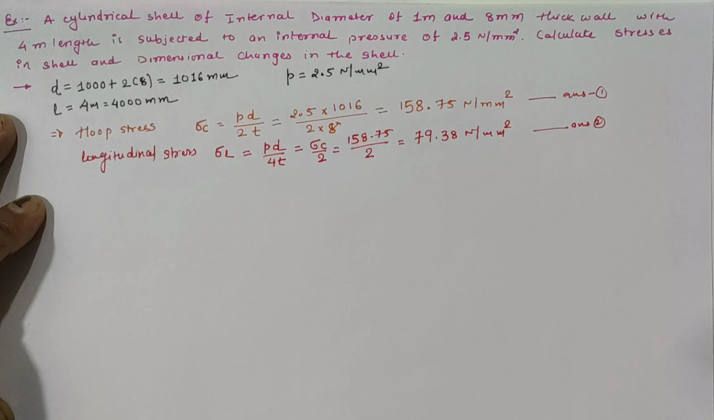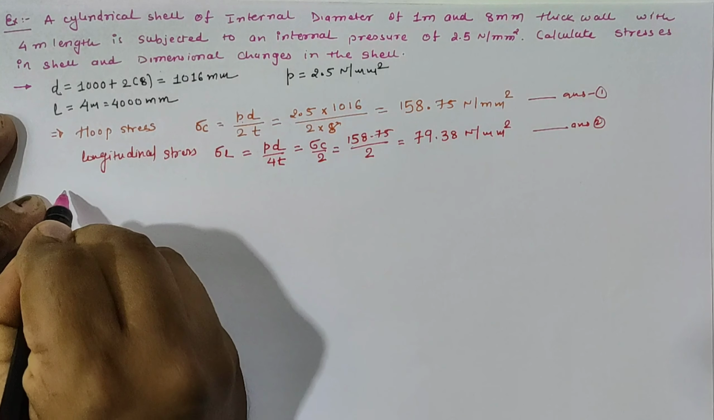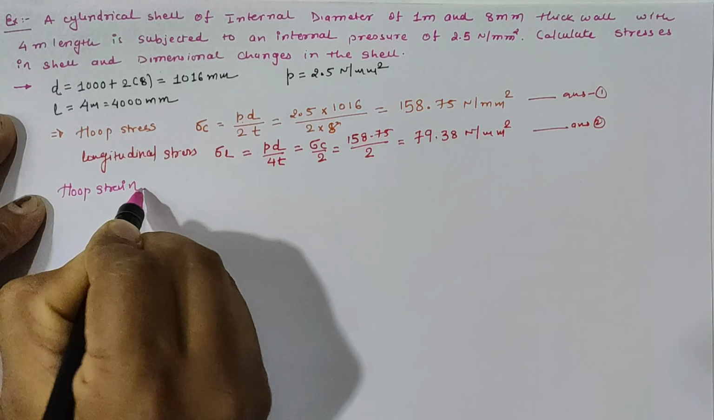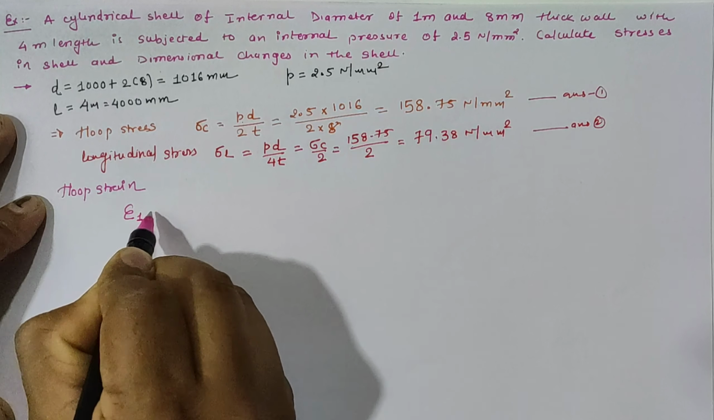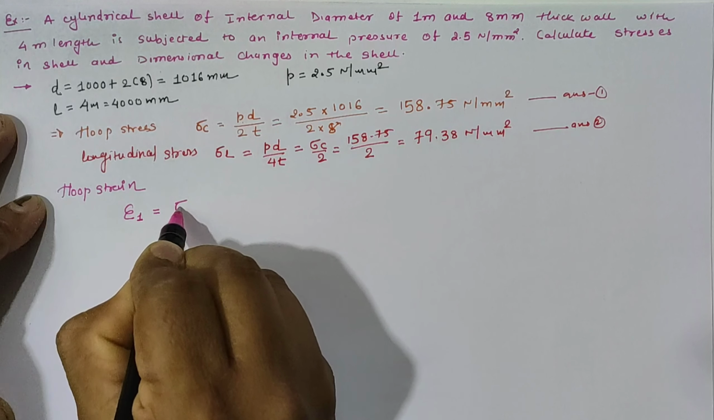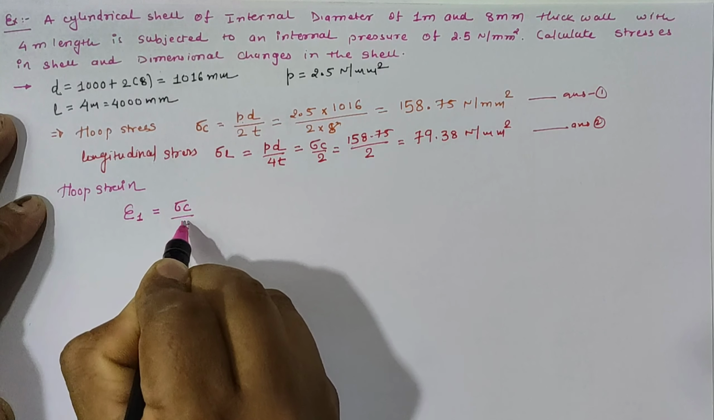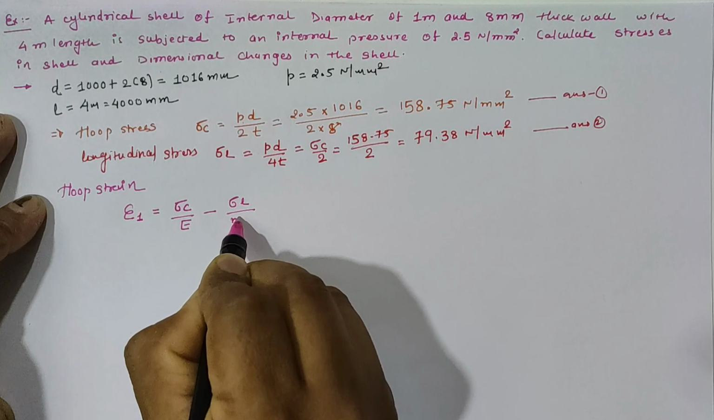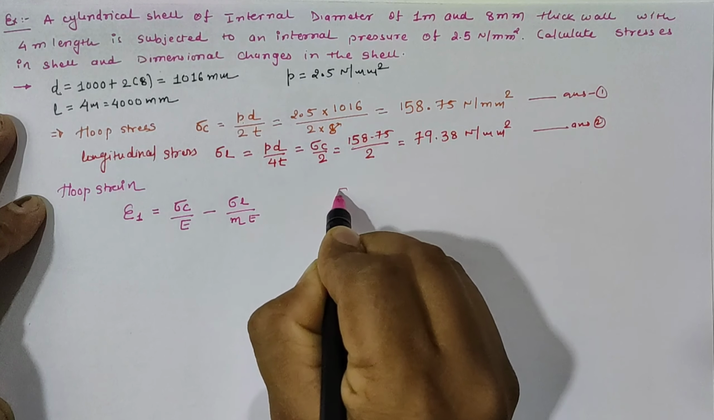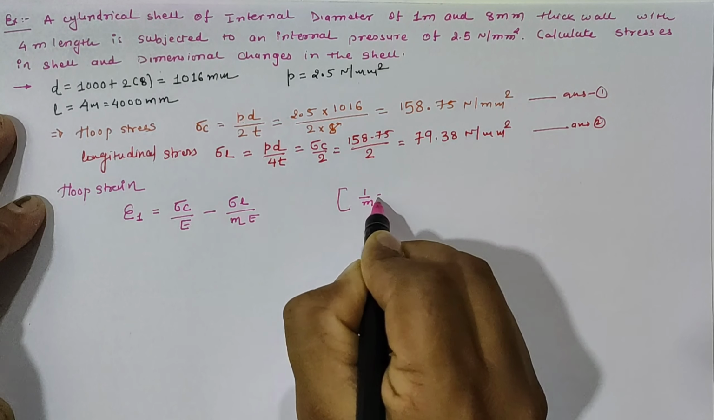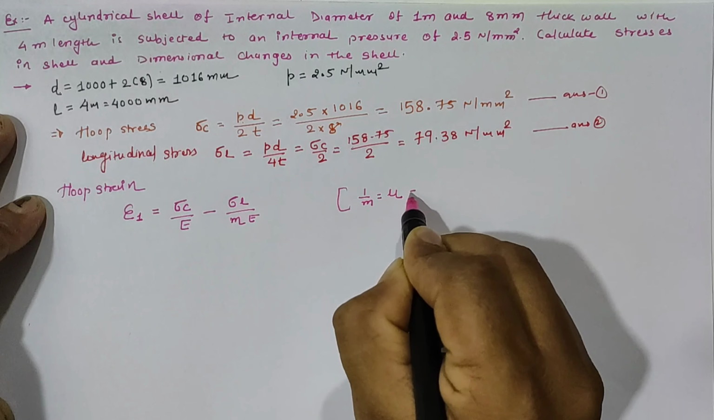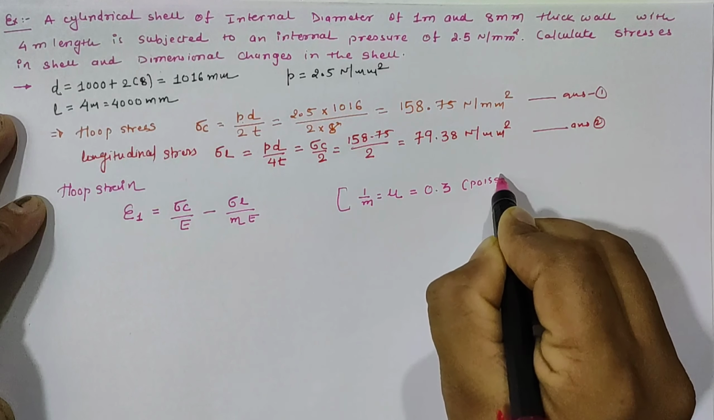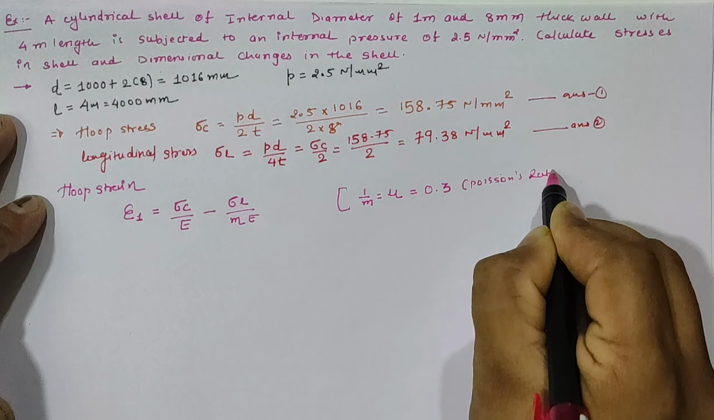Now going ahead for the strain value. First of all, hoop strain, which is indicated by epsilon 1, which is equal to sigma c by capital E minus sigma L by m into E, where 1 by m or mu is going to be assumed as 0.3 as the Poisson's ratio.